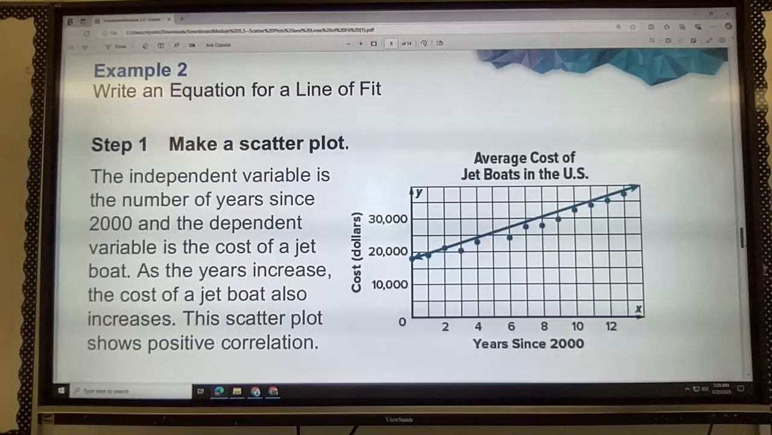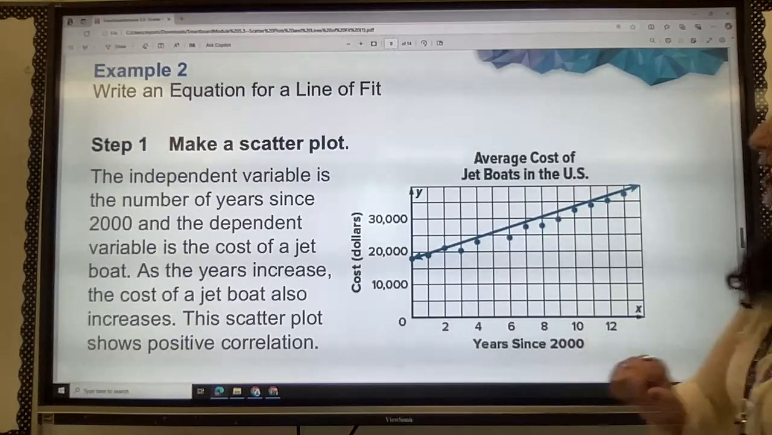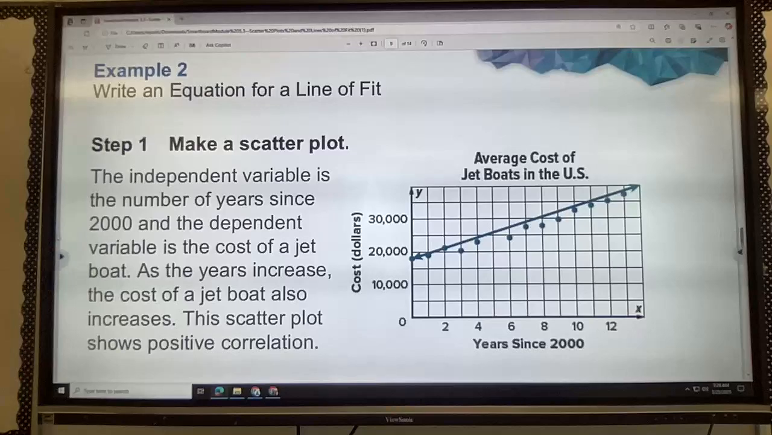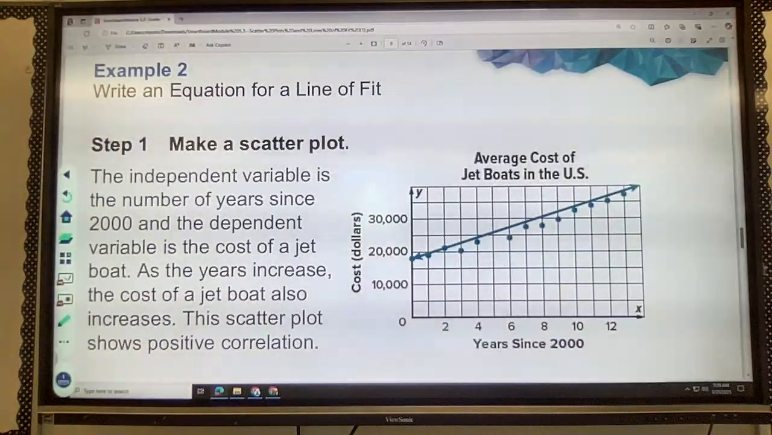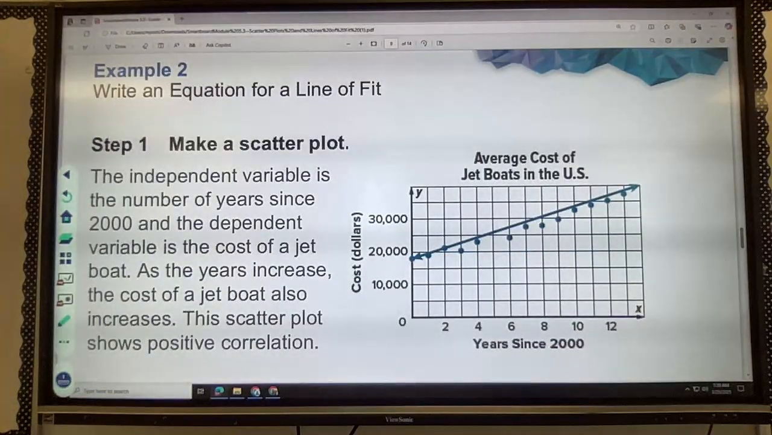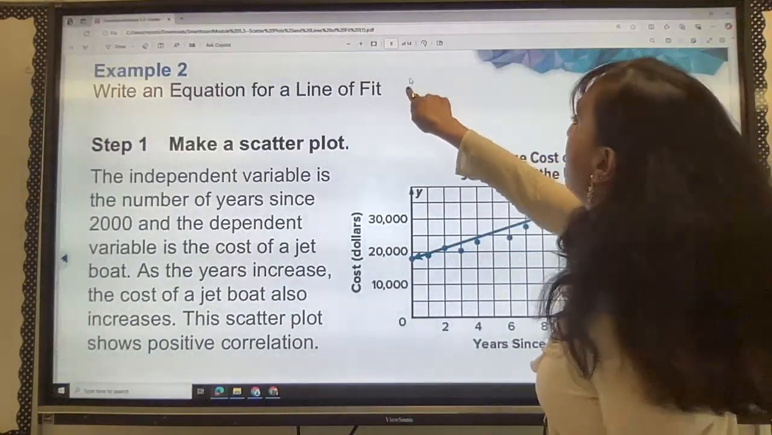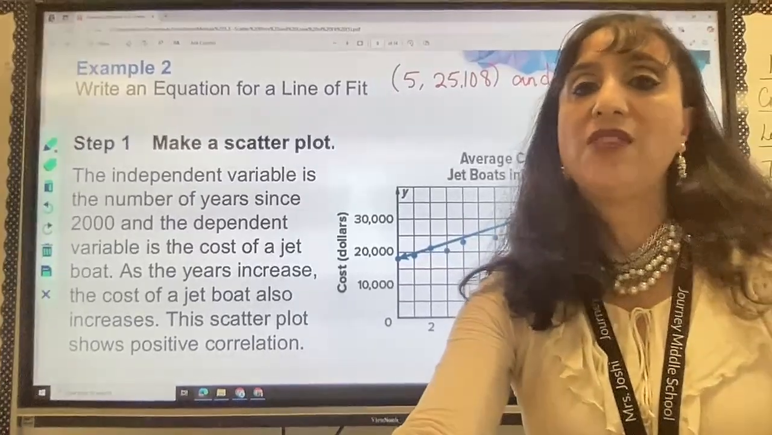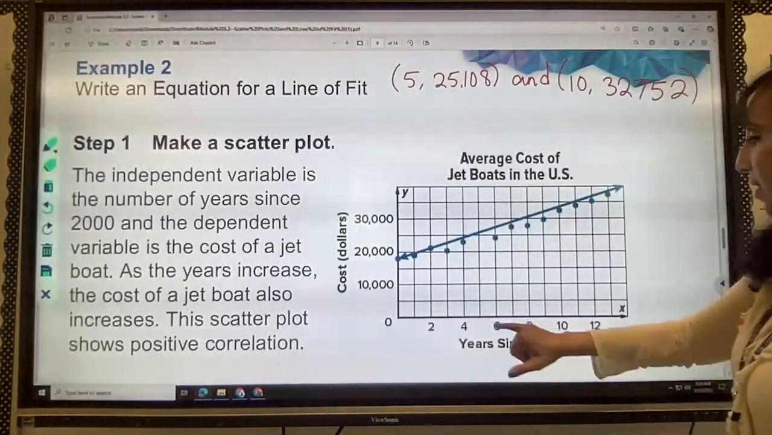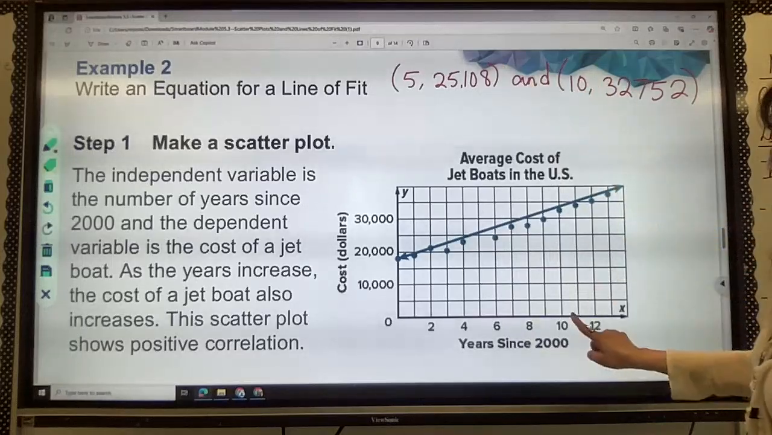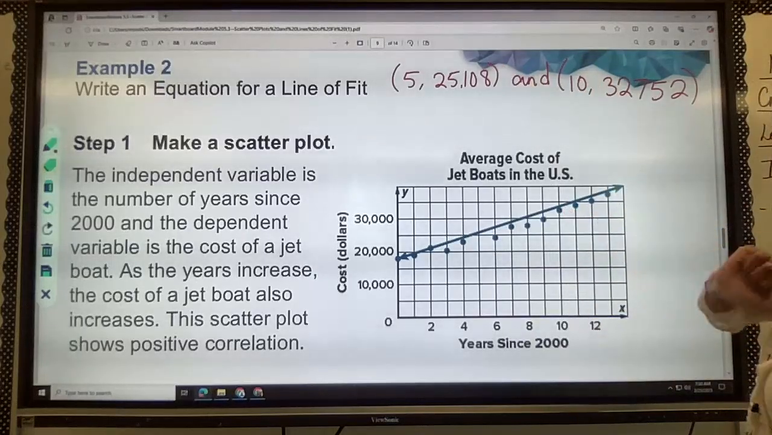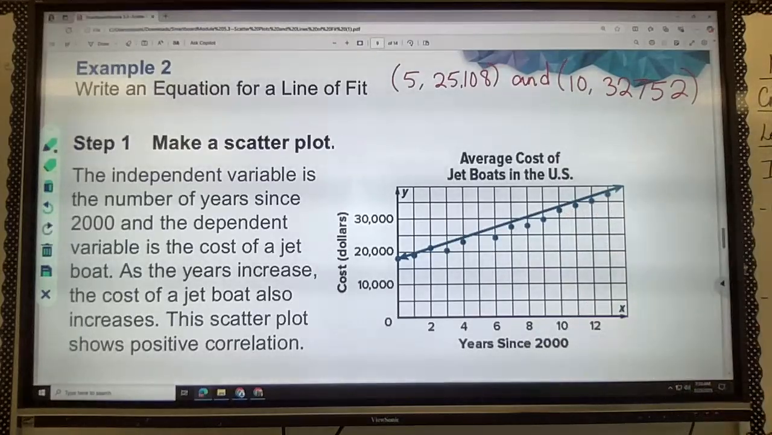Okay, so anyway, so let's take the line of fit. It passes close to the data points, and I am going to now start solving it. So I'm taking the 2 values, and I am taking 5 and 25,108. Okay. All right, so these are the values I've taken. For 5 I have 25,108, and for 10 I have 32,752. And then I'm going to go ahead and find the slope.